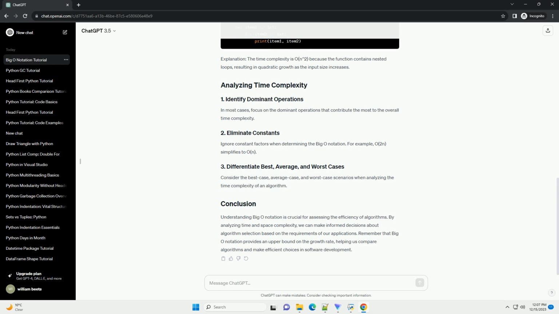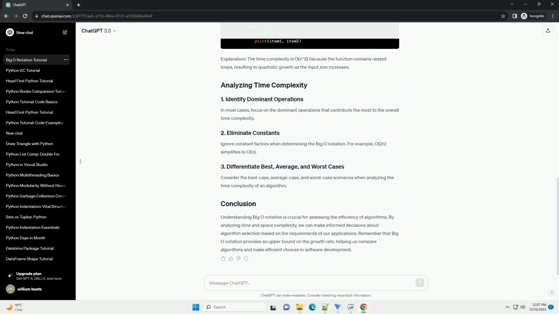O(1), constant time. O(log n), logarithmic time. O(n), linear time. O(n log n), linearithmic time. O(n^2), quadratic time. Now, let's explore these complexities with Python code examples. By understanding and applying Big O notation, you can make informed decisions when choosing algorithms, ensuring your code scales efficiently with increasing input sizes.